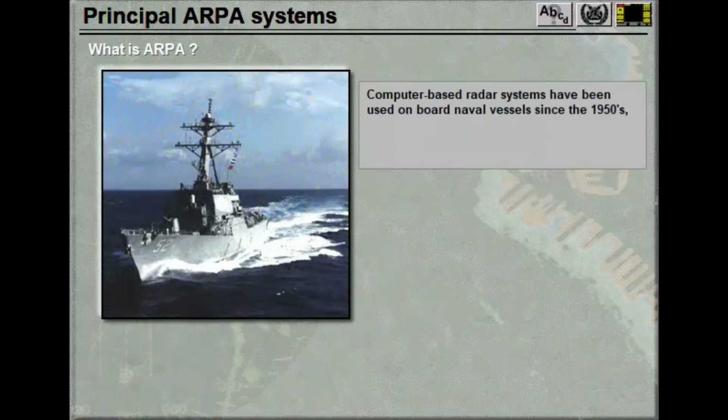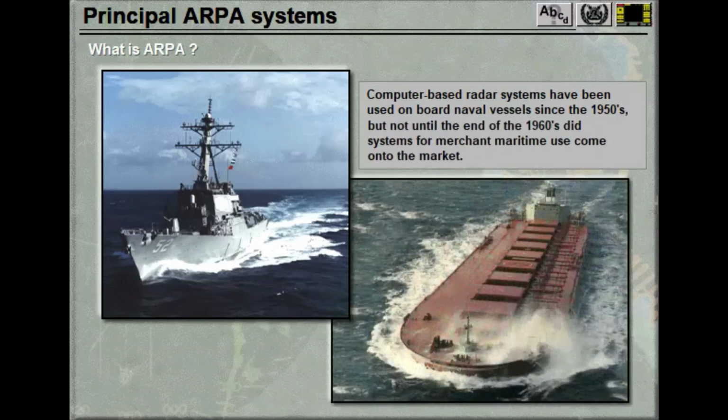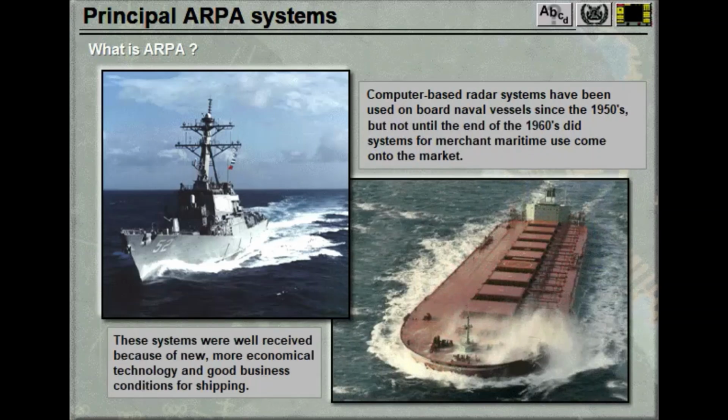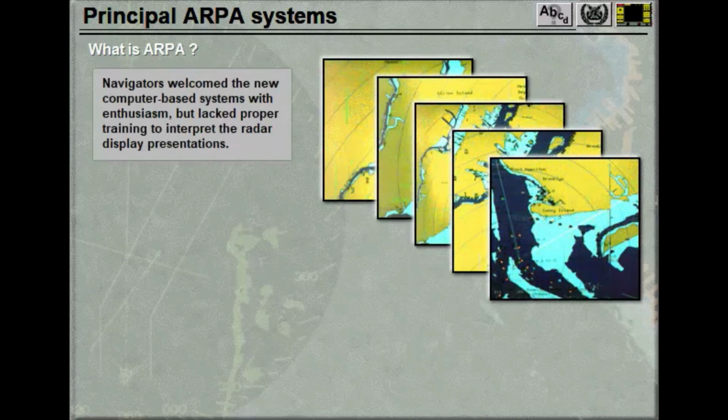Computer-based radar systems have been used on board naval vessels since the 1950s. But not until the end of the 1960s did systems for merchant maritime use come onto the market. These systems were well received because of new, more economical technology and good business conditions for shipping. Navigators welcomed the new computer-based systems with enthusiasm, but lacked proper training to interpret the radar display presentations.